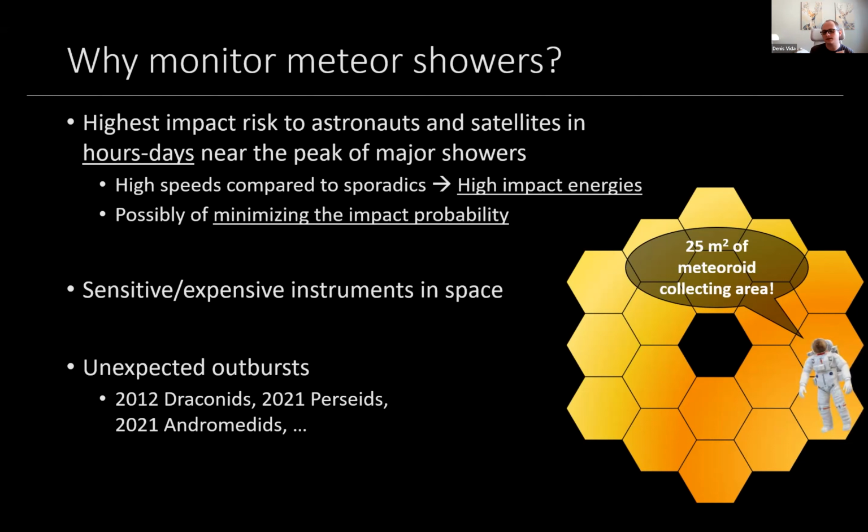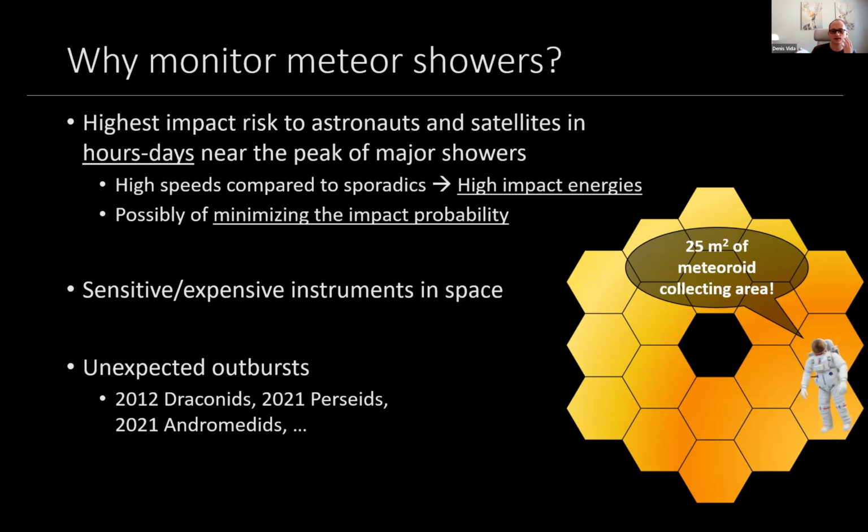And as you know, we recently launched some sensitive and expensive instruments to space. There's the James Webb Space Telescope that has 25 square meters of meteoroid collecting area. So we really do want to make very accurate predictions in the near-Earth environment about the activity of major meteor showers. And what is a constant concern is that we have some unexpected outbursts.